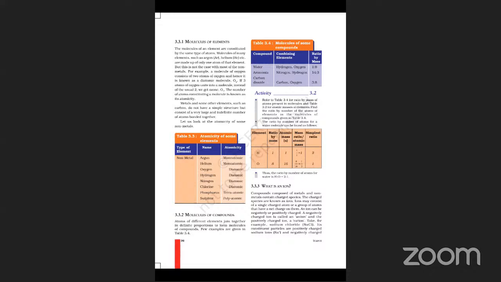But this is not the case with most of the non-metals. Suppose, do you know the formula for ozone? What is the formula for ozone? Sir, O3. Yeah, it's O3. Now in the molecule of O3, you will see three oxygen atoms. So this is called a molecule of an element.